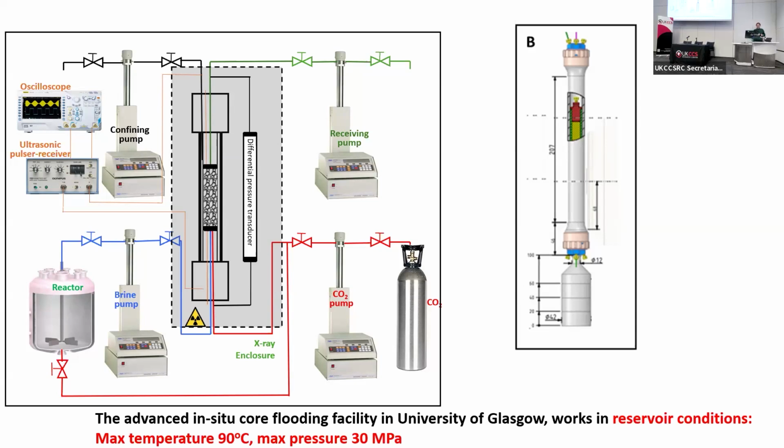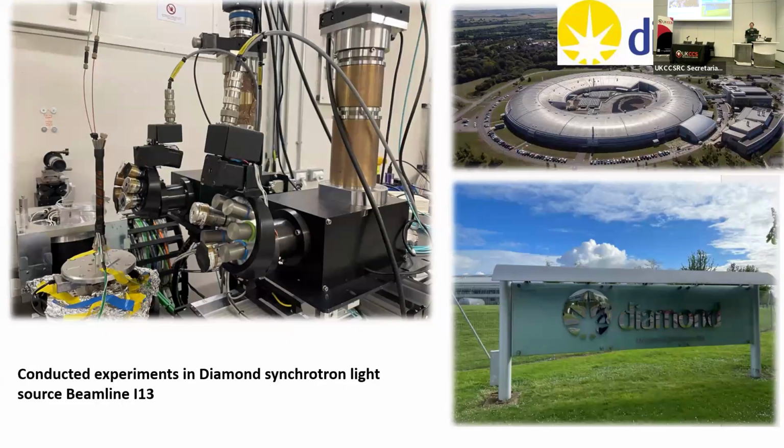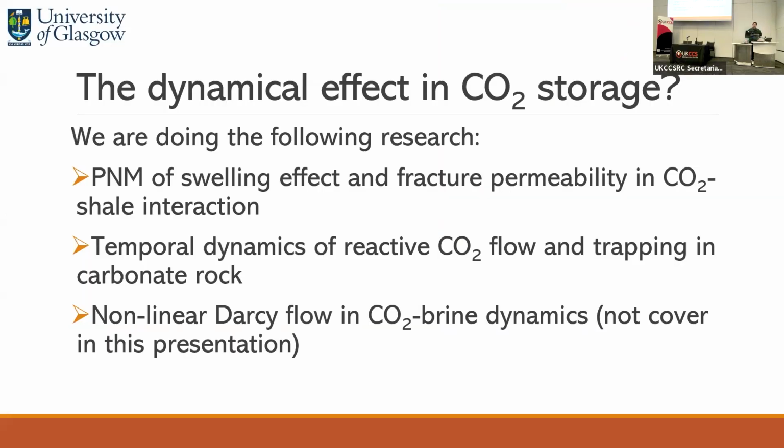This can be applied to carbon dioxide storage. This is a photo of what we have at the University of Glasgow: the Xradia 620 Versa and the core holder, so we can see what's going on here. We also moved our equipment to Diamond. The UKCCSRC funded this project, and Diamond also funded it, so we conducted this experiment inside the Diamond Light Source, beamline BM9 I13. So let's go back to our topic.